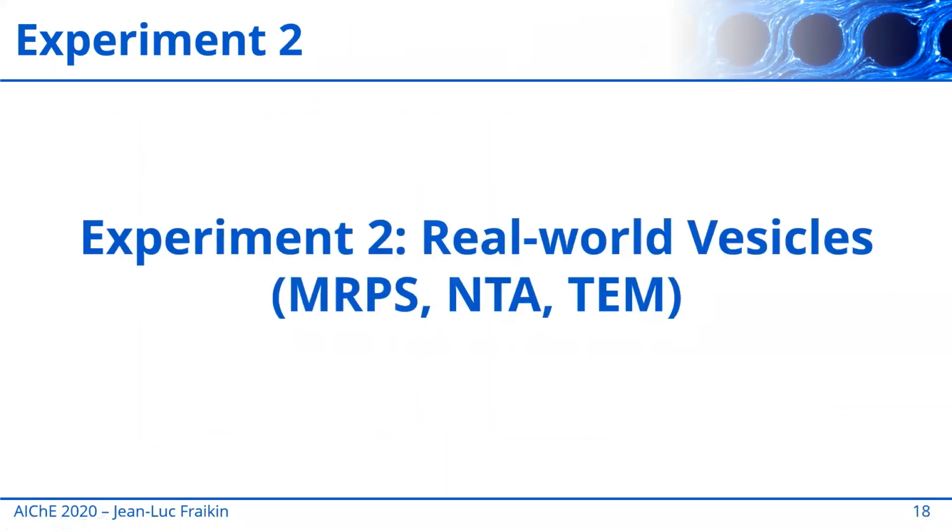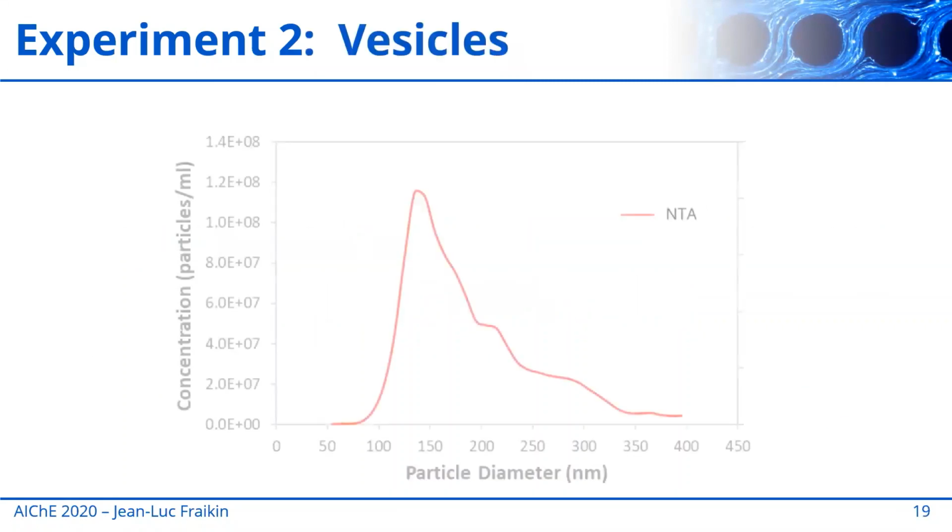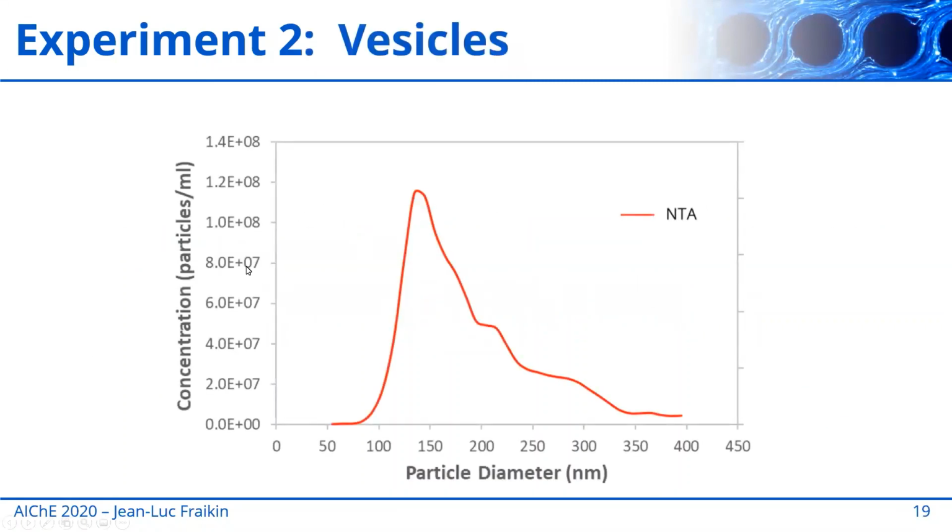So let's move on and talk about real-world vesicles and the implications of this in those kinds of samples, the samples you might be dealing with. In this case, we started with a reference vesicle sample, and we measured it by NTA. This is a typical output from NTA for these kinds of samples. There's a very nice, clear, prominent peak. It tends to be in the 100 to 150 nanometer size range.